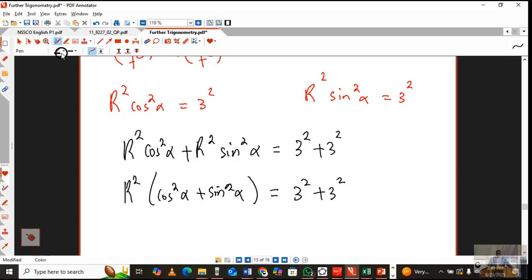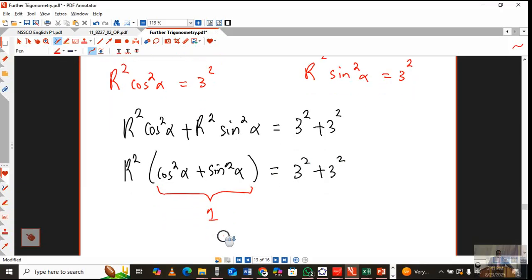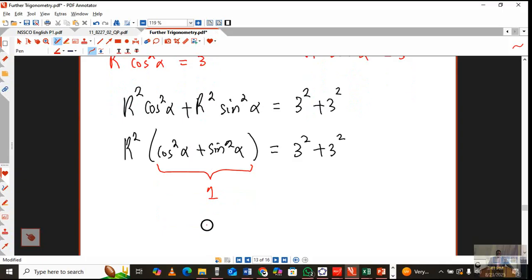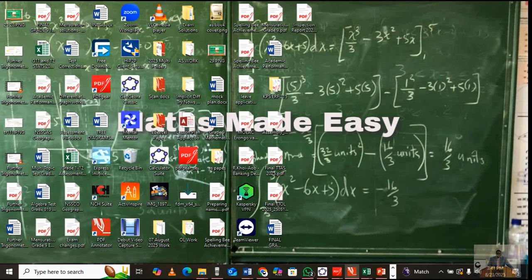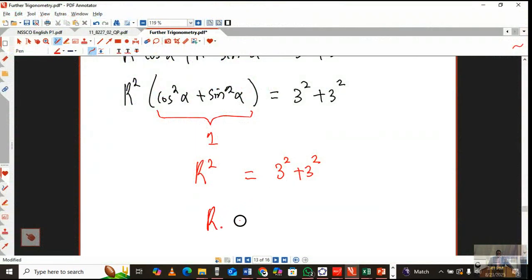And I hope you do remember from your first Pythagorean identity that the whole of this value is equal to 1. Anything times 1 is just going to be that. So I'm going to have r squared times 1, which is r squared equals 3 squared plus 3 squared. Now you will see definitely where it comes from. Now r is going to be positive or negative the square root of 3 squared plus 3 squared.